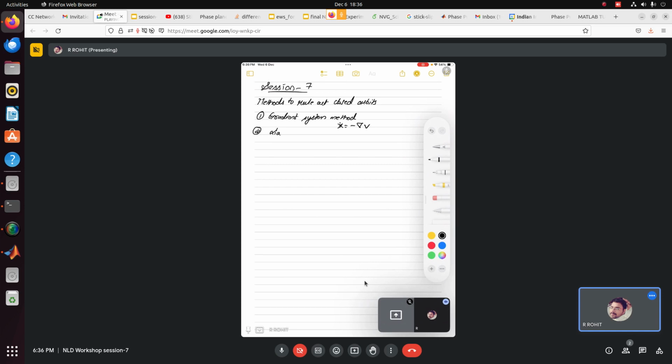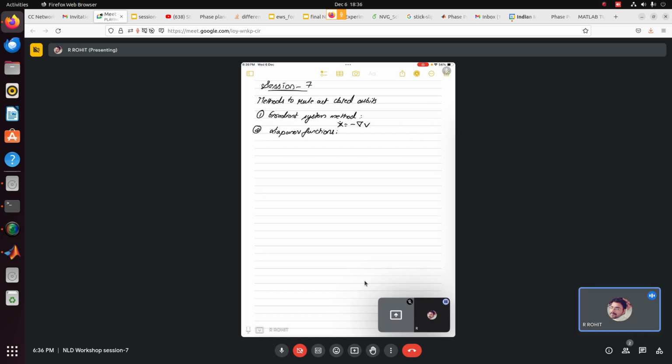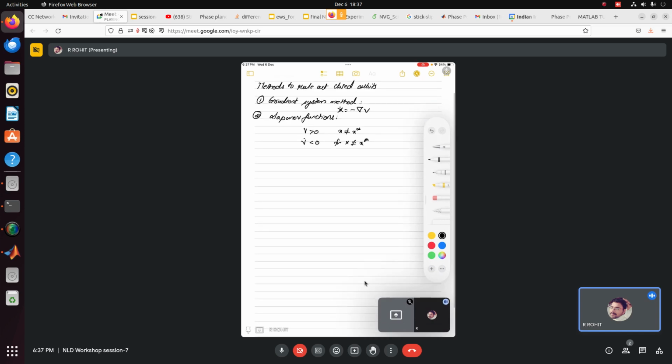Then we looked into Lyapunov functions. We came to know that if you are able to define a Lyapunov function, which is a representative of the energy of the system, such that V is greater than 0 for all x not equal to x star, and V dot is less than 0 for all x not equal to x star, then the system has a Lyapunov function representing the system energy, and this can be used to say that the system doesn't have any closed orbits.